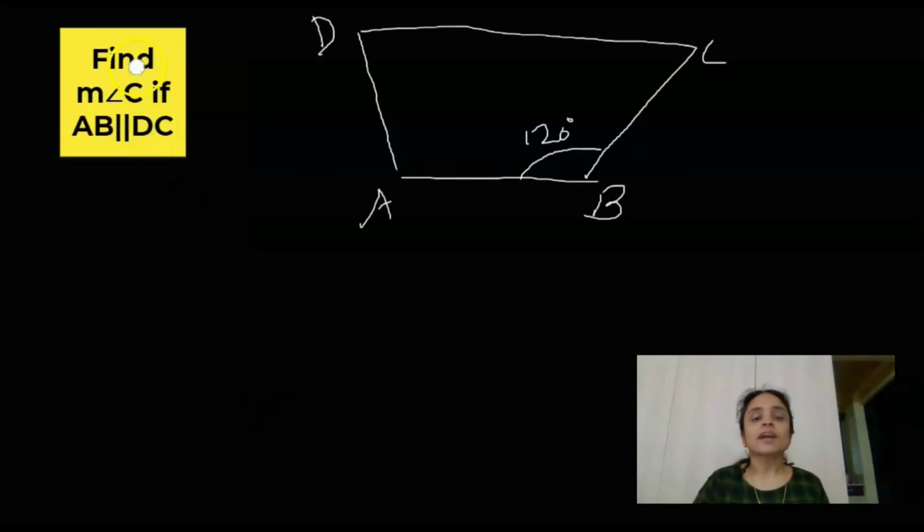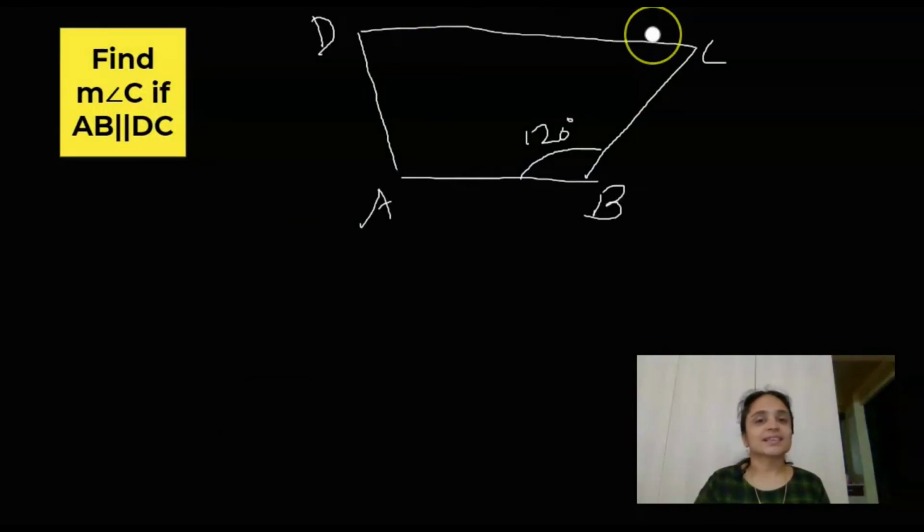Okay, now find the measure of angle C if AB is parallel to DC. Like the previous question, this is a trapezium because CD and AB are parallel and these two sides are not parallel. And in a trapezium, the sum of interior opposite angles is equal to 180 degrees. So this is equal to 180 minus 120, which is equal to 60 degrees.